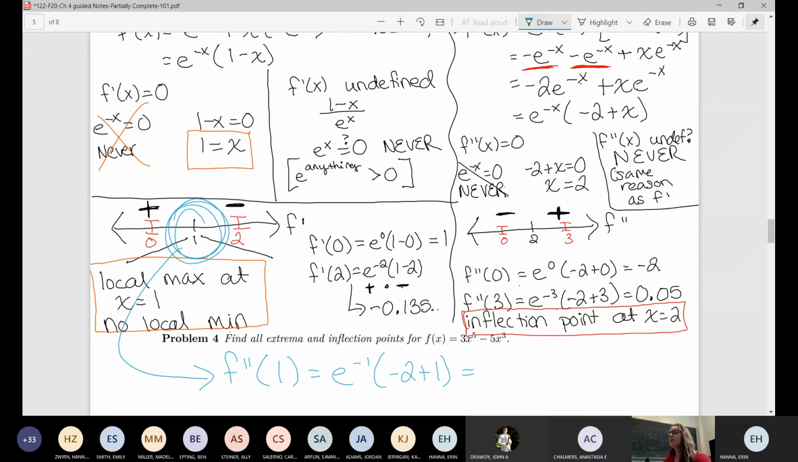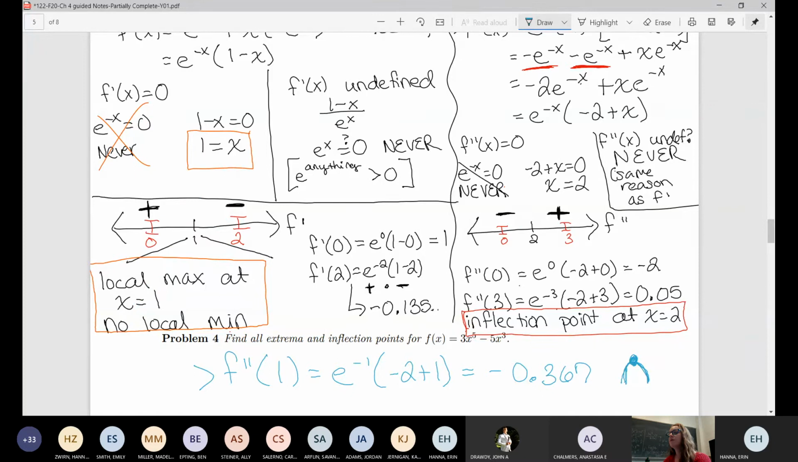a negative number of negative 0.367. Second derivative is negative, means that we'd be concave down, which would have gotten you that x equals 1 was a max. So you can sometimes skip that kind of first derivative number line if you want to use the second derivative test. But again, sometimes the second derivative test doesn't work. So sometimes it's just better to bite the bullet and just use the first derivative test.